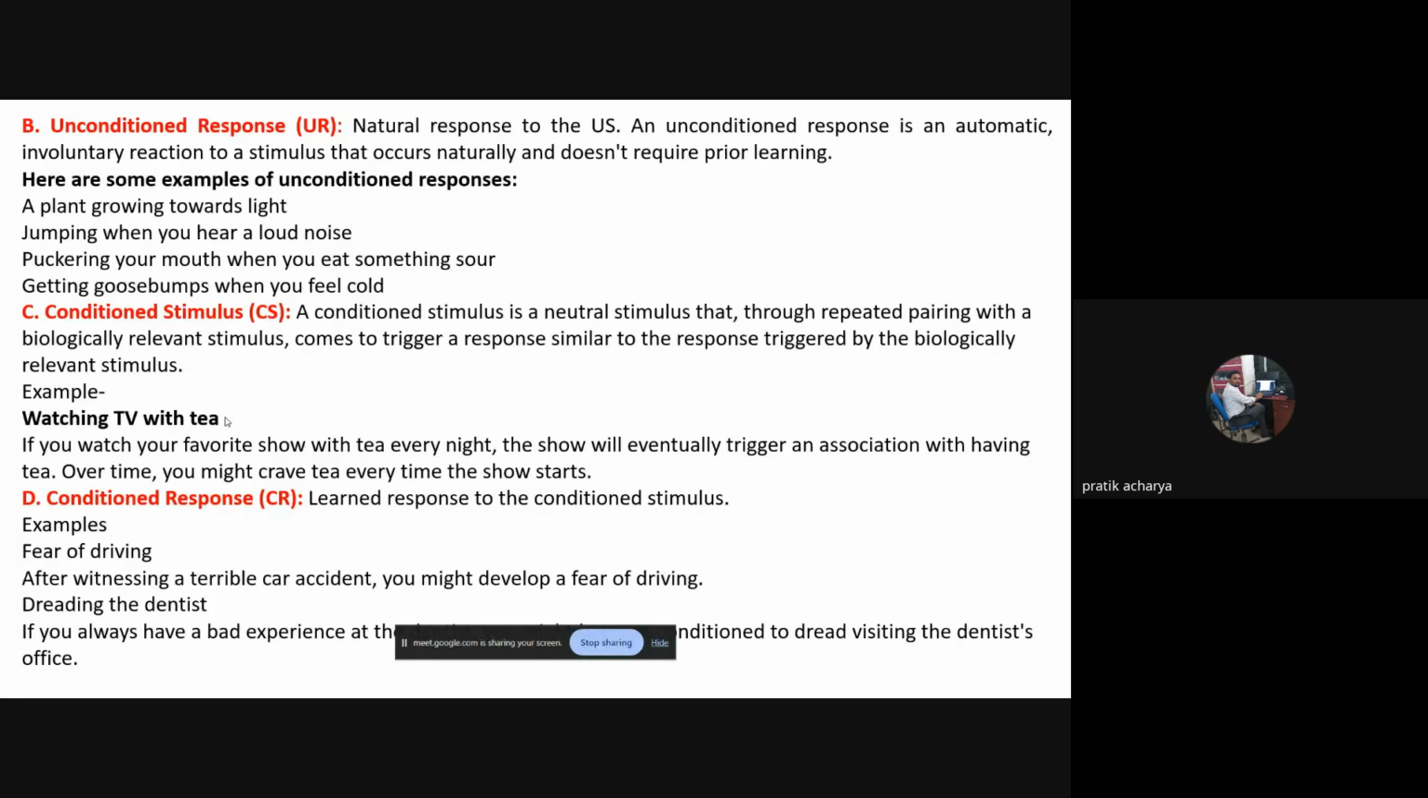The example is fear of driving. If you see a very terrible car accident, that develops a certain kind of fear inside you, and in future you may start fearing driving. So these are different types of classical conditioning, and these are the important concepts of classical conditioning.